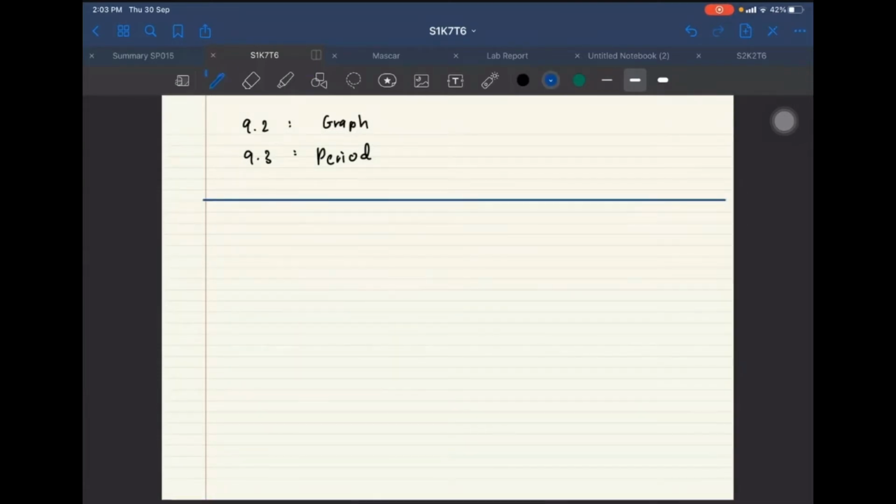Okay, let's see, if I give you an example. Not an example, just a revision. If I have a graph of y against x, let's say my graph is something like this.